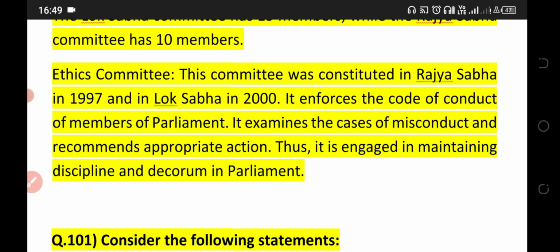Ethics Committee. This committee was constituted in Rajya Sabha in 1997 and in Lok Sabha in 2000. It's very important. It enforces the code of conduct of members of Parliament. It examines the cases of misconduct and recommends appropriate action. Thus, it is engaged in maintaining discipline and decorum in Parliament.